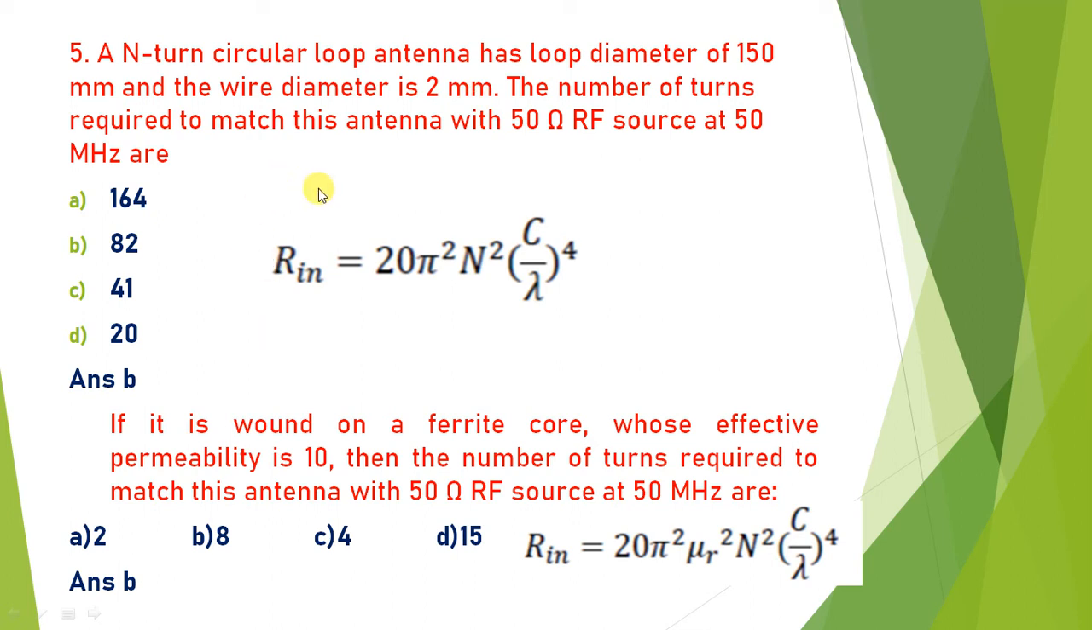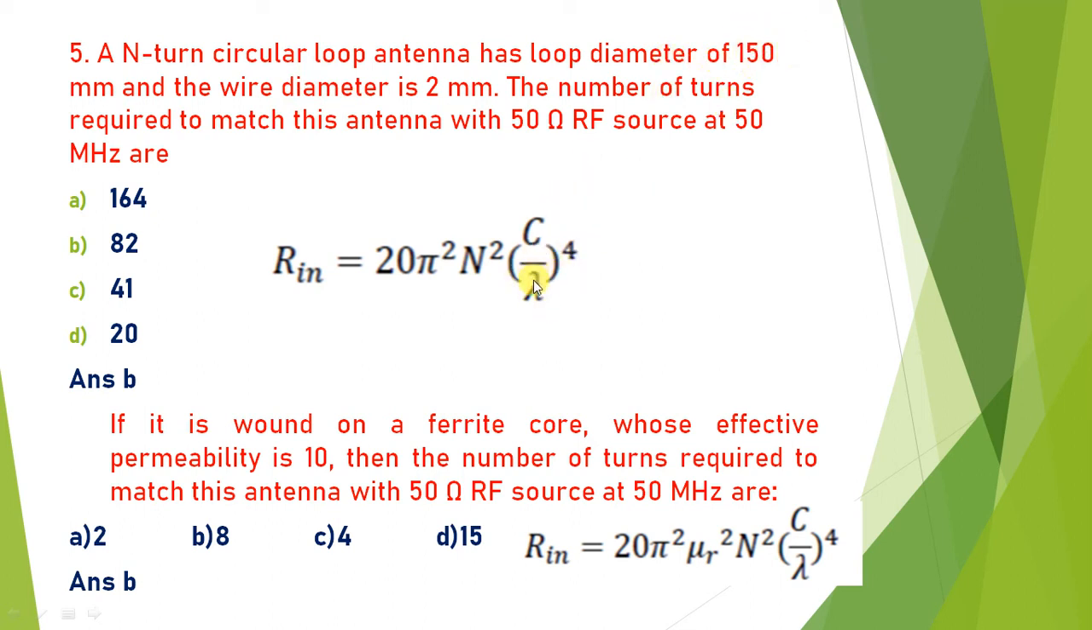This is the circular loop antenna design equation, where input impedance is given by 20 pi square N square (C by lambda) raised to 4. Rin is the impedance that we have to match, N is the number of turns that we have to find, and C is the circumference. Circumference is equal to pi multiplied by D, where D is diameter. Diameter is given to you, 150 millimeter. You have to take the loop diameter, not the wire diameter.